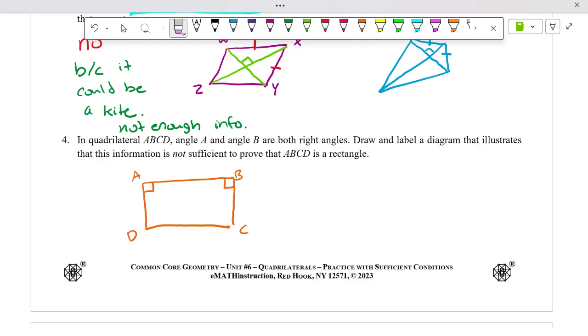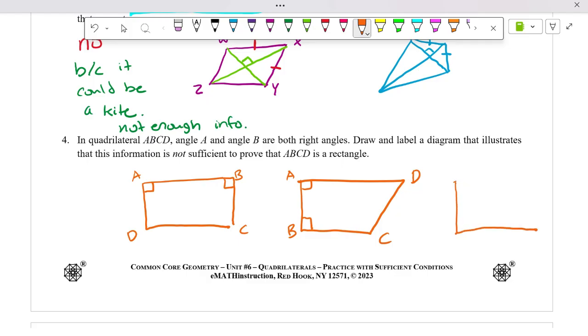So if I drew it, these are right angles. A, B, C, D. Now, if the opposite angles were 90 degrees, that would be enough to say it's a parallelogram. No, that's definitely a trapezoid. Here, I'll draw it the other way. That work? Trapezoid.